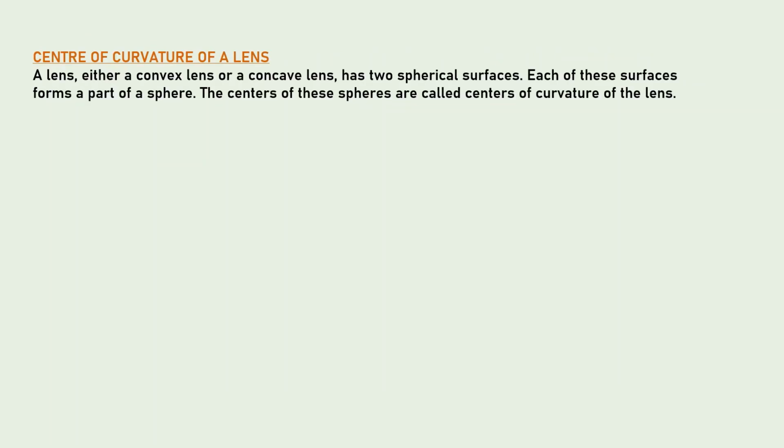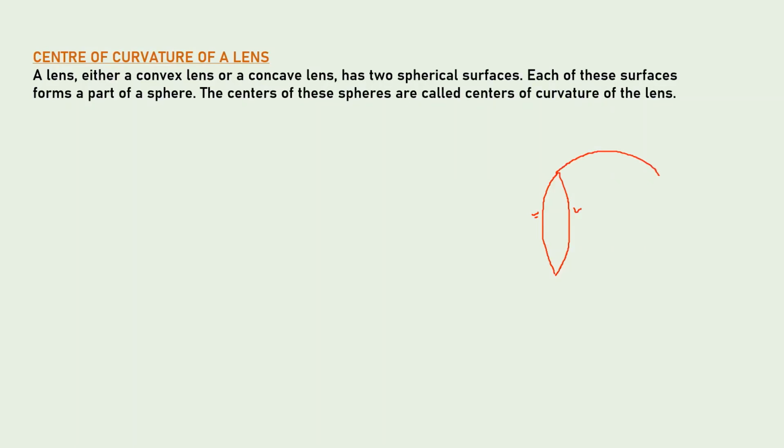Center of curvature of a lens. A lens, either a convex lens or a concave lens, has two spherical surfaces. Each of these surfaces forms a part of a sphere. The centers of these spheres are called centers of curvature of the lens. For example, if we have a convex lens, in this lens there are two surfaces. This is first surface, this is second surface.